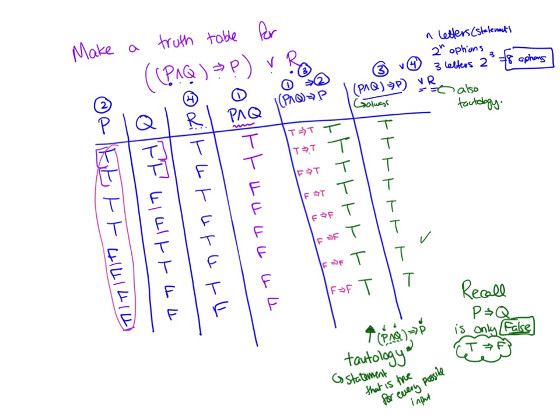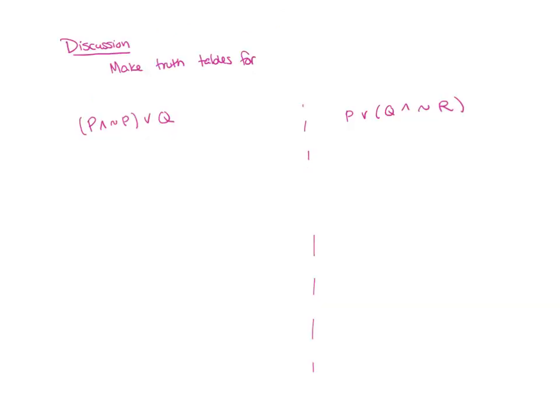All right. So here's a question for you guys to work on and we can discuss in class. I want you to make truth tables for each of these two statements. So P and not P, or Q, and P or Q and not R. So this one should have those 4 rows, and this one will be the bigger one with 8 rows. So we'll talk through those in class.